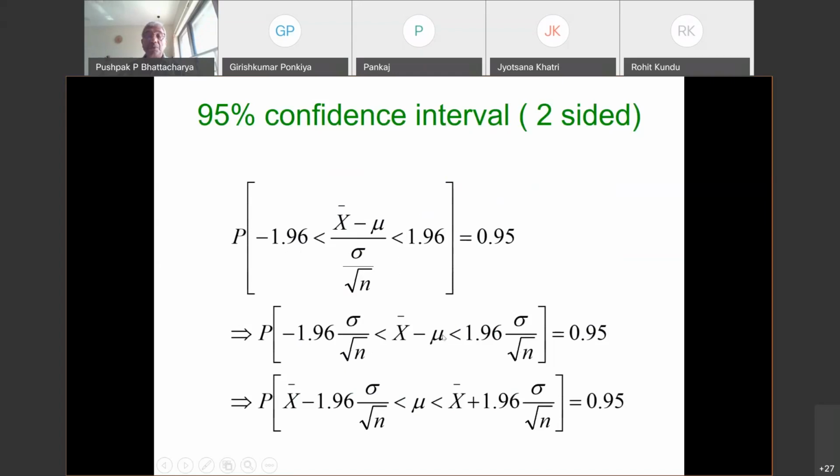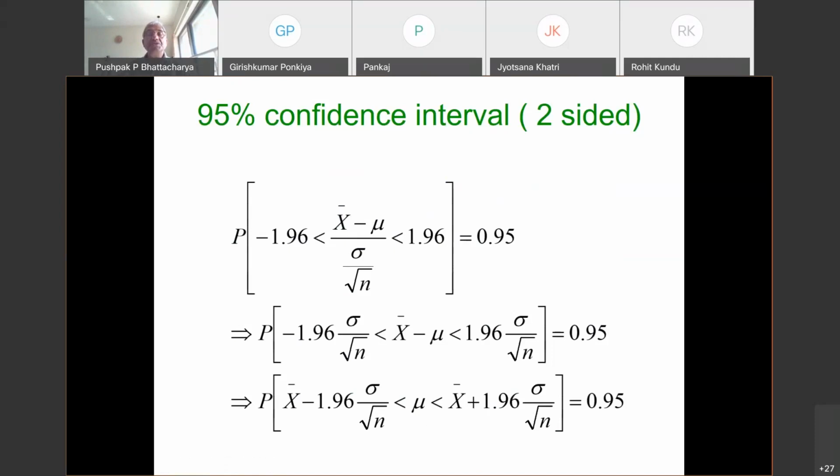So to conclude, mu, the population mean, is greater than x bar minus 1.96 sigma by root n and less than x bar plus 1.96 sigma by root n. That means the population mean is lying within plus or minus 1.96 sigma by root n of x bar. If I get the sample mean, then I am able to give an interval estimate for mu with confidence 0.95. The probability of the population mean lying within this range is 0.95.